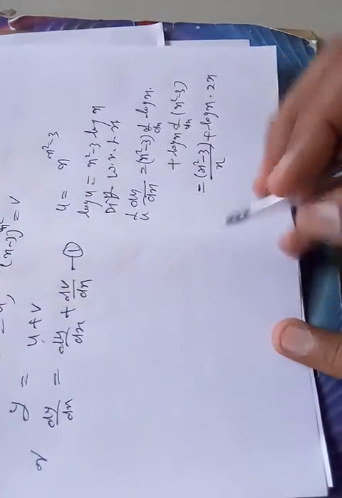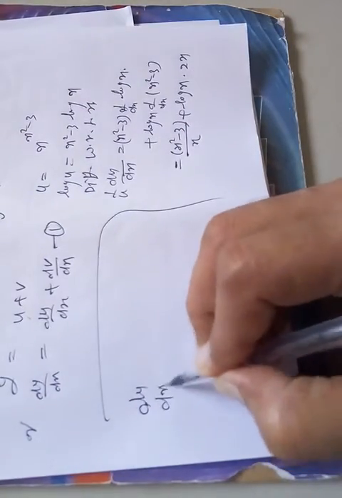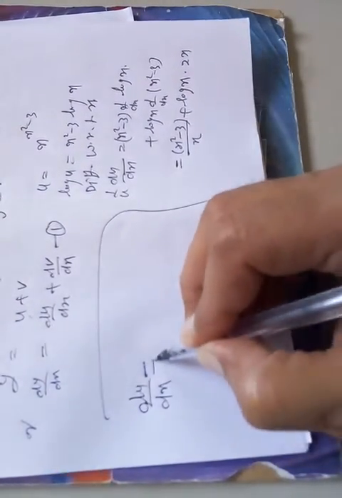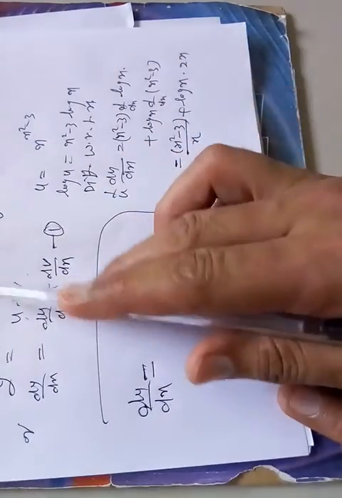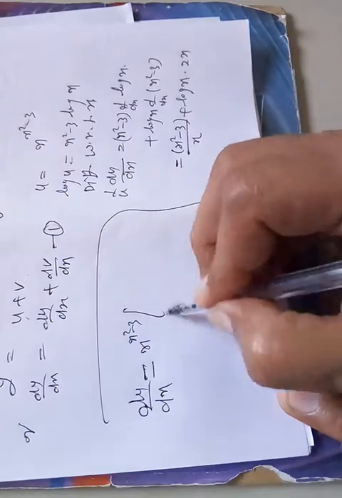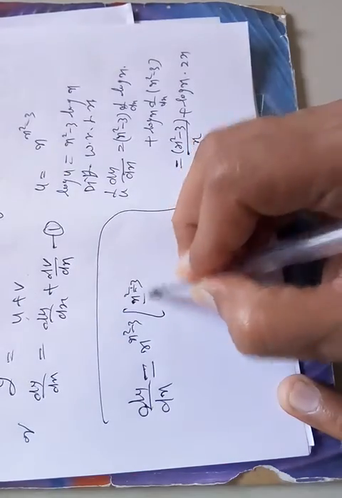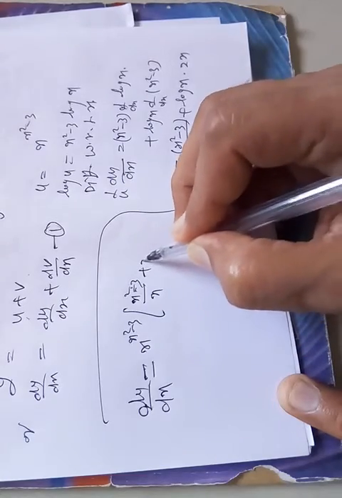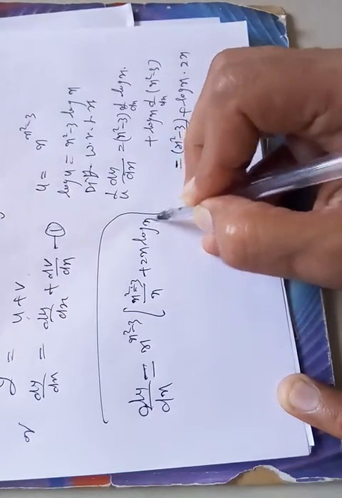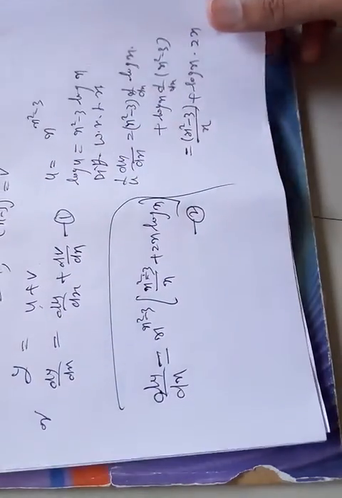So du/dx equals u, that is x raised to (x square minus 3), times the bracket (x square minus 3) upon x plus 2x log x. This is equation number 2. And now let's go to the next question.